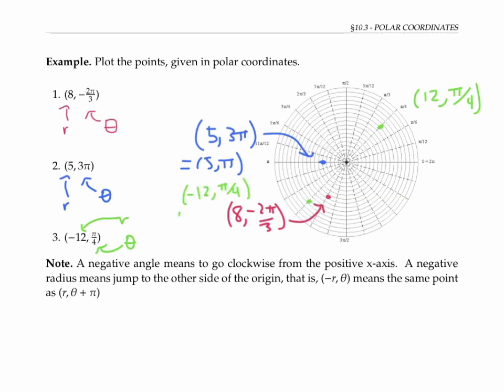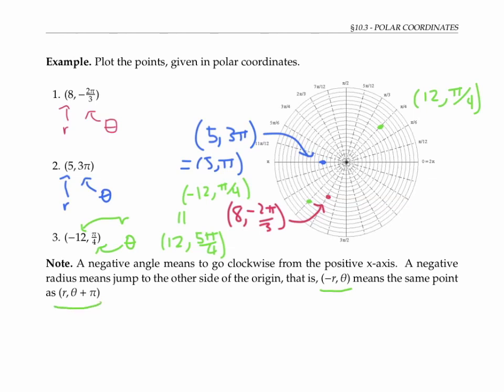Now I could have also labeled this point using a positive radius of 12 and using an angle of pi over 4 plus pi, or 5 pi over 4. And in general, a point with polar coordinates of negative r, theta means the same point as the point with polar coordinates r, theta plus pi.